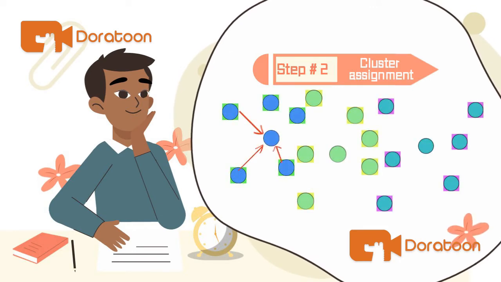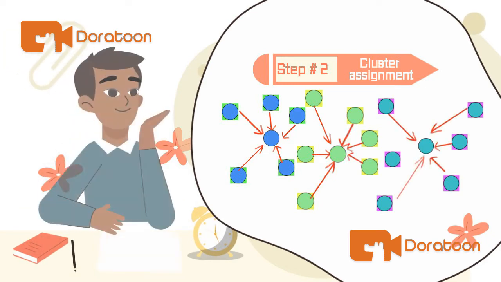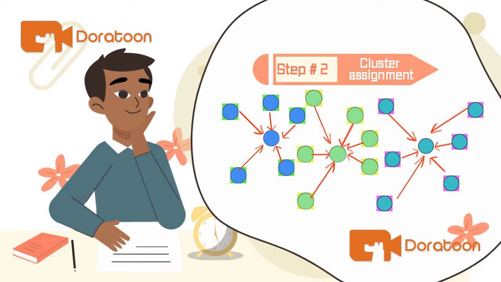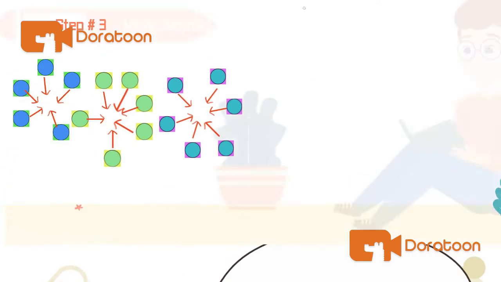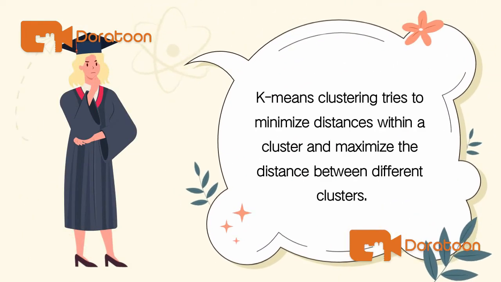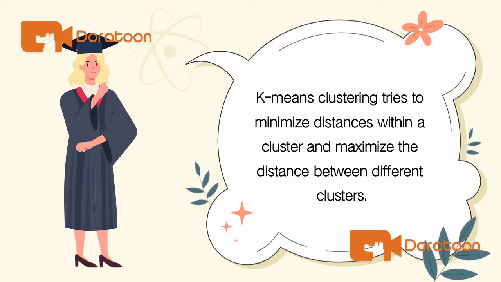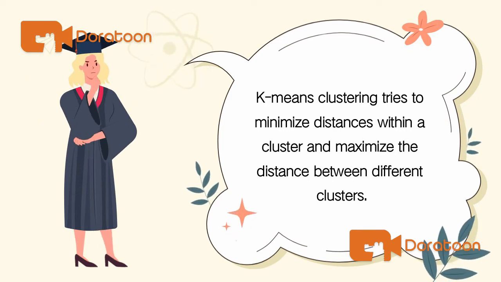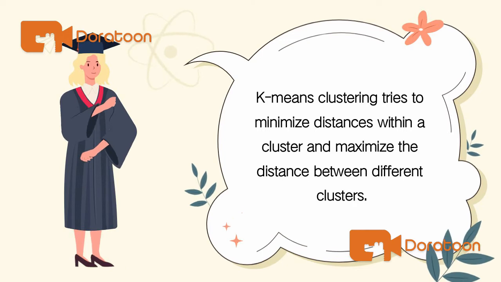Next, find the new centroid in each group and repeat the steps until each data point is assigned to a cluster. The last step is to move the centroid to the center of the cluster. K-means clustering tries to minimize distances within the cluster and maximize the distance between different clusters.